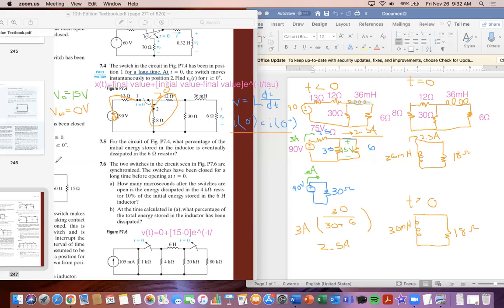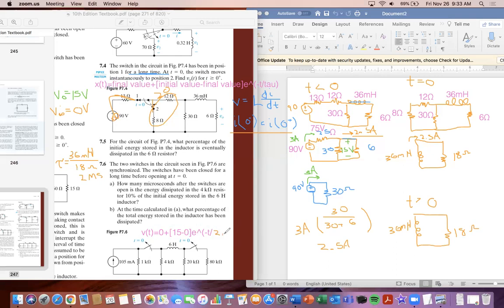So if we do our tau is equal to L over R, that's going to be 36 millihenries divided by 18 ohms of resistance, what the inductor sees. And dividing that, what I get is 36 e to the negative 3 divided by 18. I got 2 milliseconds. And so here in my equation, I can put tau is 2 milliseconds.